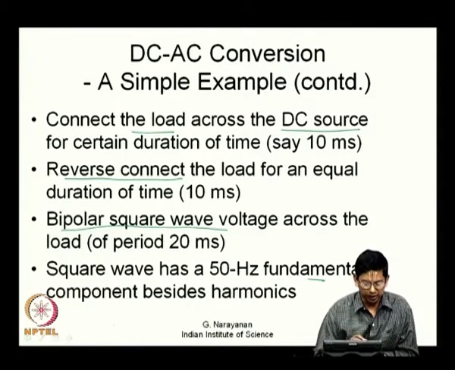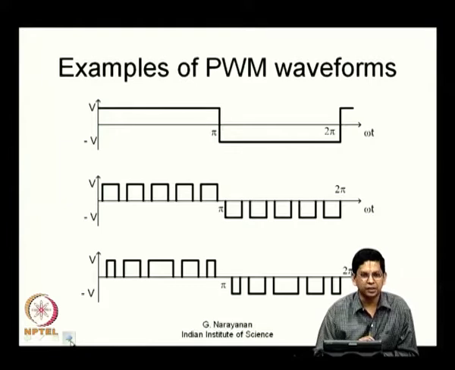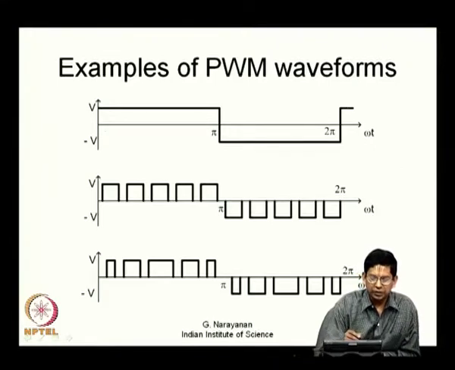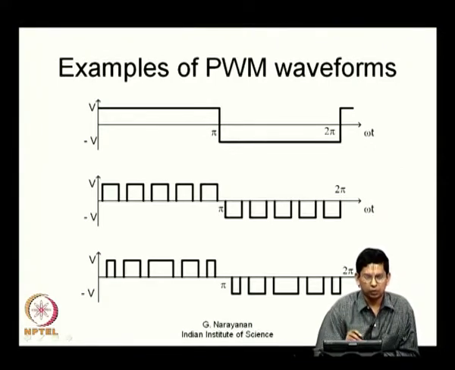We can certainly do better than that. Some examples are here. Let us say this is what we have, a square wave. It has a fixed fundamental voltage that is determined by V. If you want to change the fundamental voltage of the square wave, the only way to do this is to change V. That is like operating an inverter with a variable DC voltage, which is not what we do commonly these days.